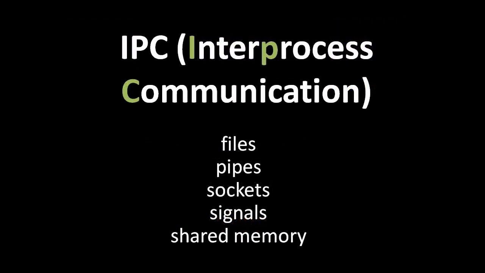IPC, interprocess communication, is an umbrella term for any mechanism of the CPU that facilitates communication between processes. The simplest kind of IPC, files, can be read and written by multiple processes and thus can serve as channels of communication between them. Other mechanisms include pipes, networking sockets, signals, and shared memory, and we'll discuss some of these in the unit on Unix system calls.